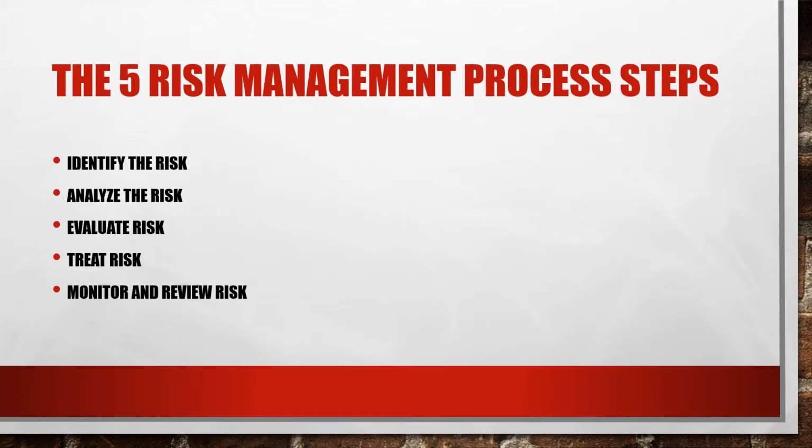The 5 risk management process steps. Identify the risk, analyze the risk, evaluate the risk, treat the risk, monitor and review the risk. This process will be used to analyze the next 3 cases that we put in our outline for our risk management plan.